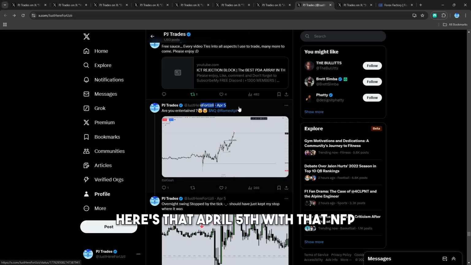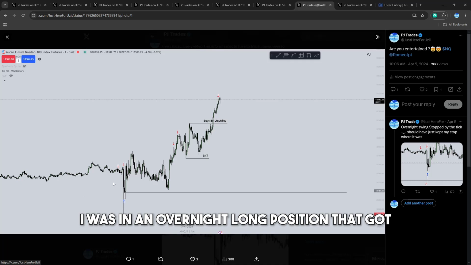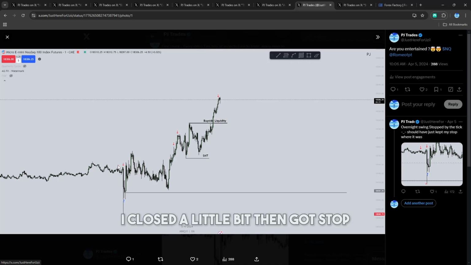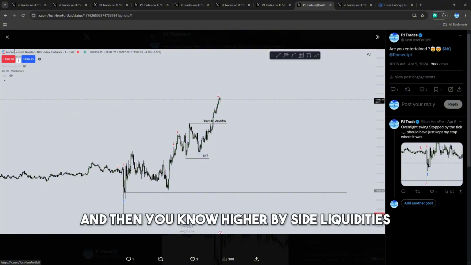Of course, here's that April 5th with that NFP. I was in an overnight long position, I closed a little bit, then got stop break even and re-longed, and then was able to hold to this buy side liquidity and then higher buy side liquidities.